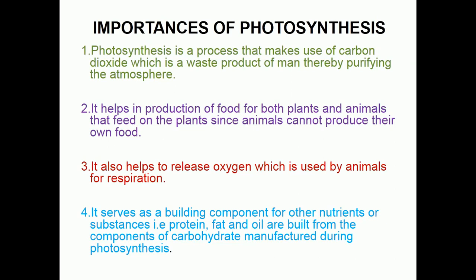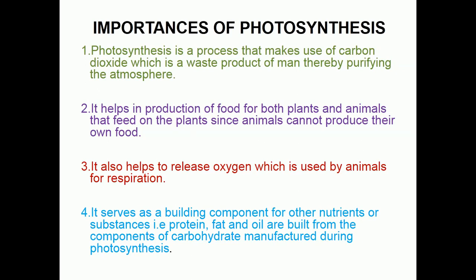Number two, it helps in production of food for both plants and animals that feed on the plants. Animals cannot produce their own food. Well, we eat plants, and we eat animals that feed on these plants as well. So plants are producing food for us as well as producing food for themselves.